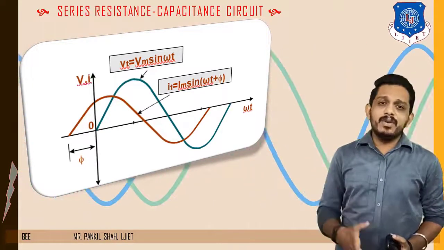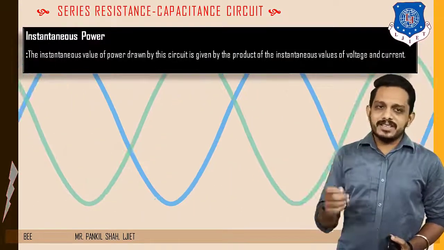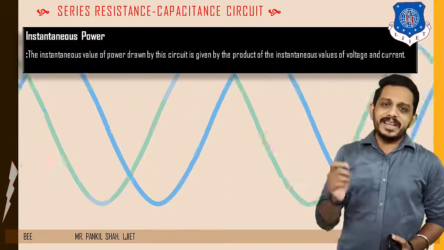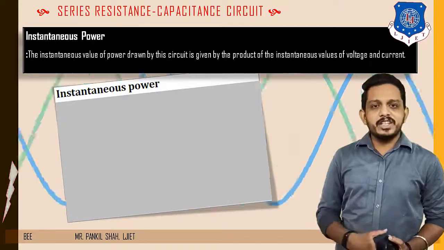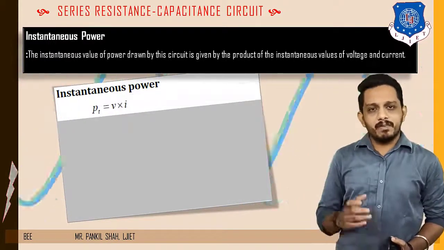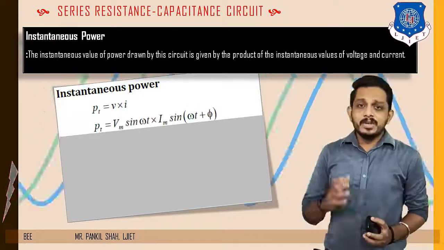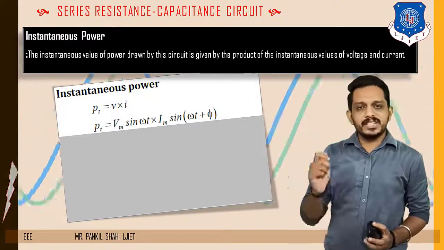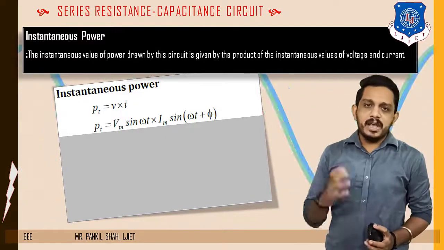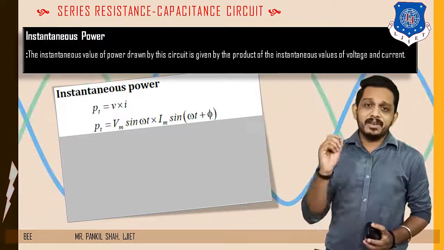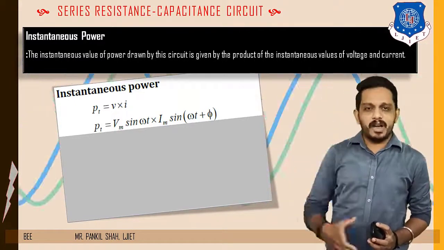Now let's see the equation of the power. Instantaneous power is nothing but the power consumed by the series RC circuit at any instant. To find the instantaneous power, we take instantaneous power p equals instantaneous voltage v into instantaneous current i. So let's put in the values of the instantaneous voltage and instantaneous current. The value of instantaneous voltage will be Vm sin omega t, and the value of the instantaneous current will be Im sin(omega t plus phi).